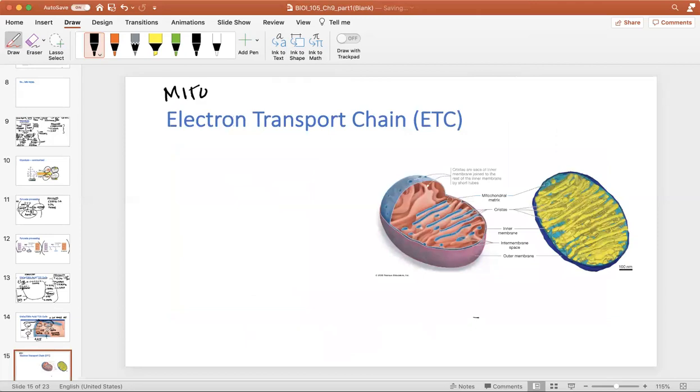Mitochondria is where ATP is being made. So I'm going to put ATP synthesis. Right? Which is why we call it the powerhouse of the cell. Now let's look at it up close.